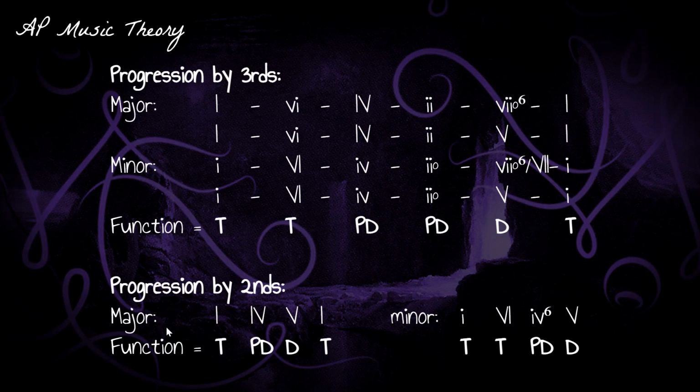So here we have a major and here we have a minor. We have the tonic, the predominant, the dominant, and the tonic, another tonic, the predominant, and the dominant. And we can see that these are a second apart. Remember, even if the chord is inverted, the progression is based on the root of the chord.